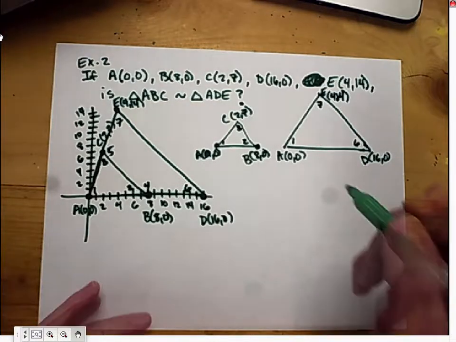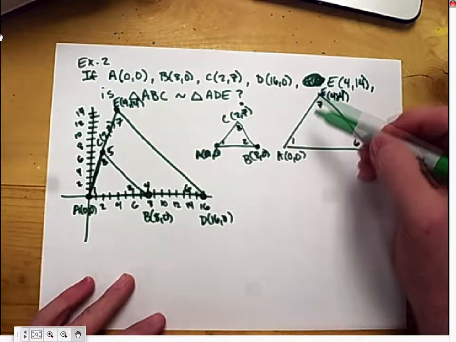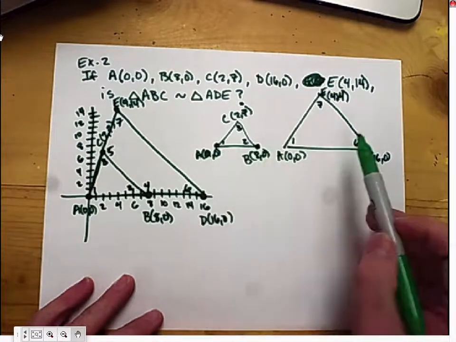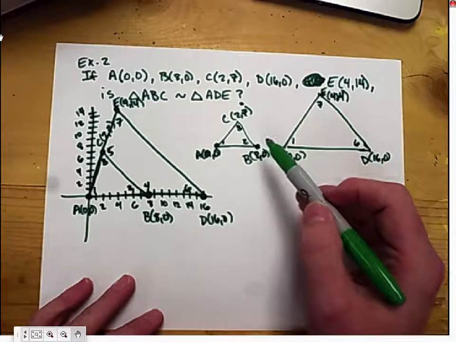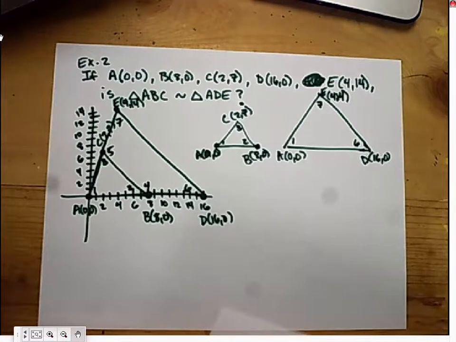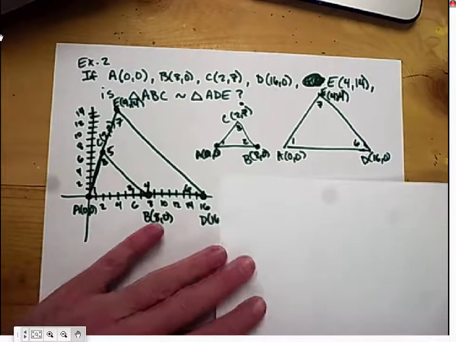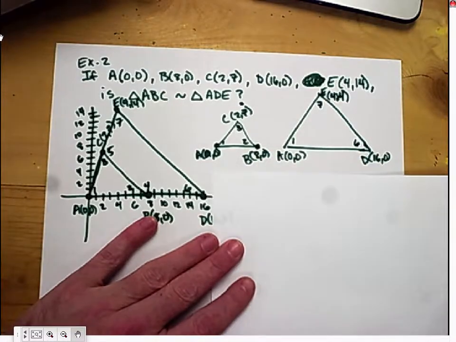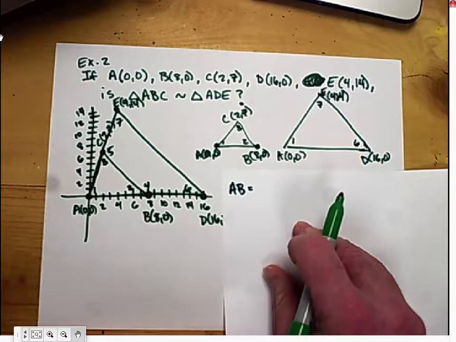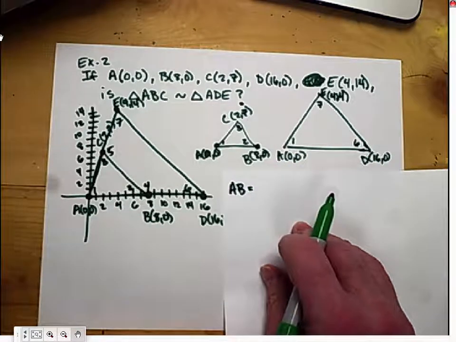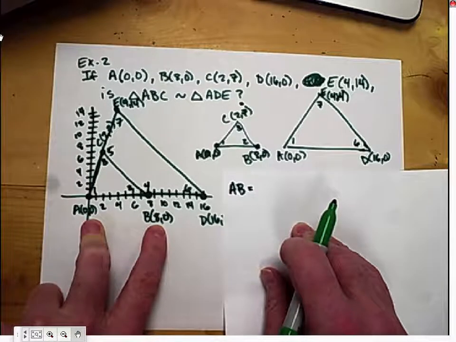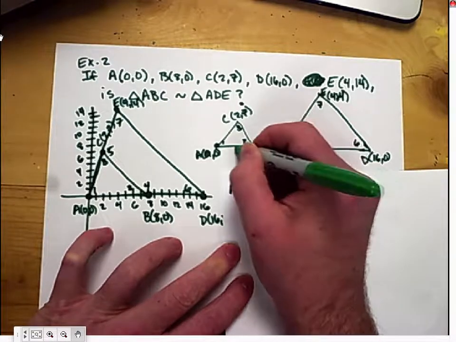So what we need to do is figure out AC over AE and see what that is. Then figure out AB over AD, see what that is. Then figure out BC over DE and see what that is. And if they're all the same ratio, then they're in proportion, right? Well, let's just figure out first the measure of each one. What is AB? You can either count or use the distance formula. What is the distance from A to B? 8. We have 8.